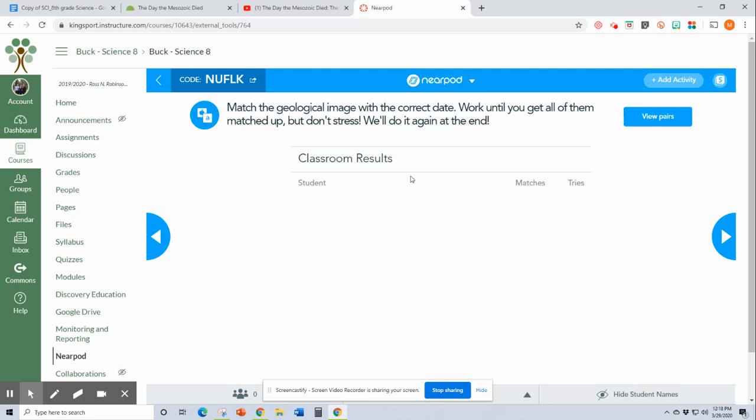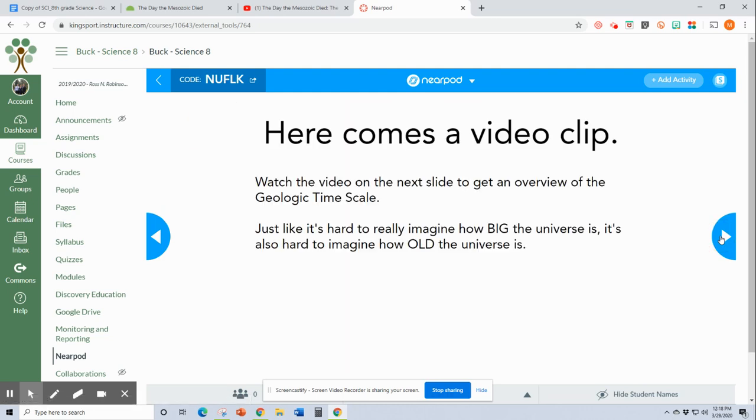Now remember, mine looks different because I would see how you were doing in class right here. So do that. Okay. And then we've tried to make the Nearpod so it really tells you and walks you through what we want you to get out of things. So this slide says, here comes a video clip. Watch the video on the next slide to get an overview of the geologic time scale.